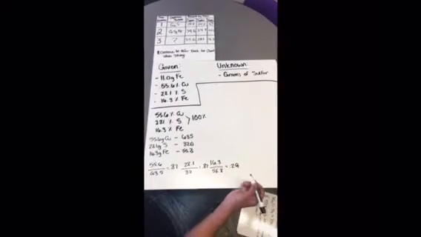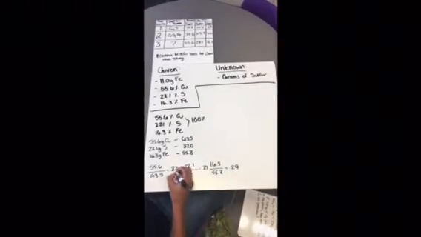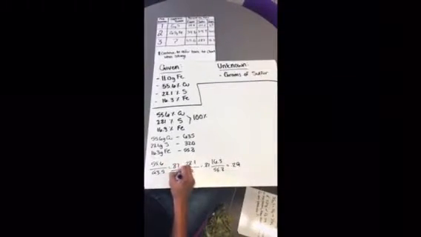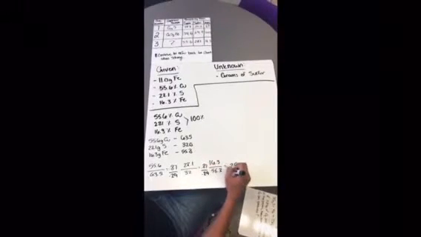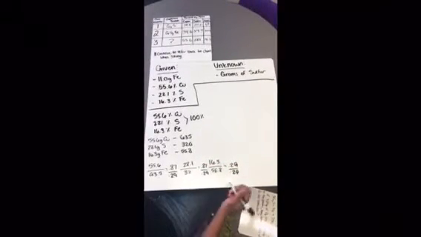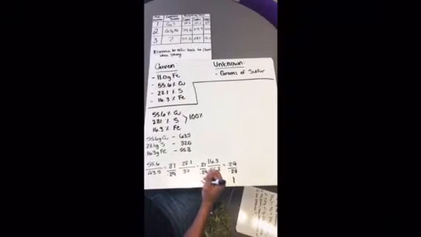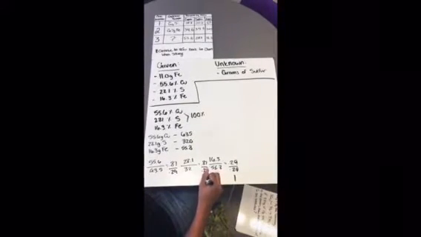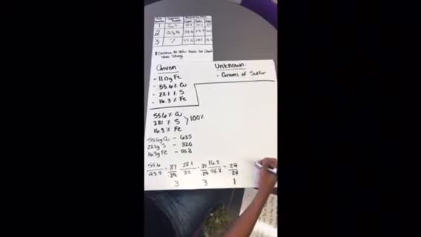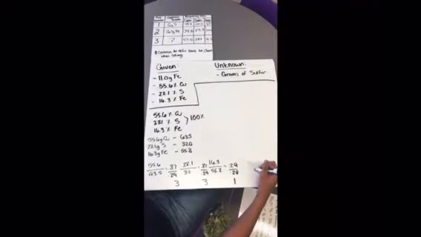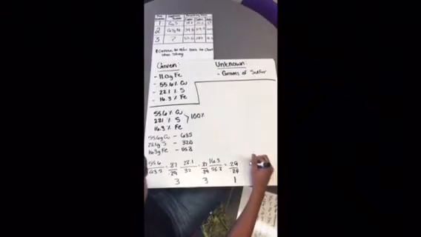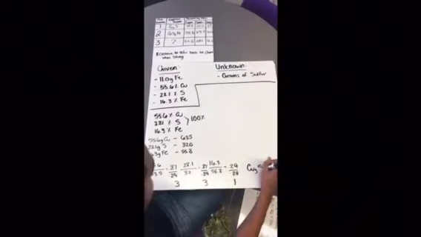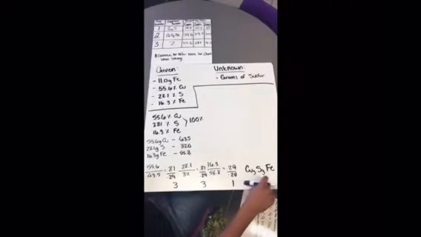So like last time, we're going to divide by the smallest number, and 0.29 will be our smallest. So we'll take everything and divide it by 0.29. This will give us 1. And then both of these, since they are similar, will give us 3. So we find out that our empirical formula for this compound is Cu3S3Fe.